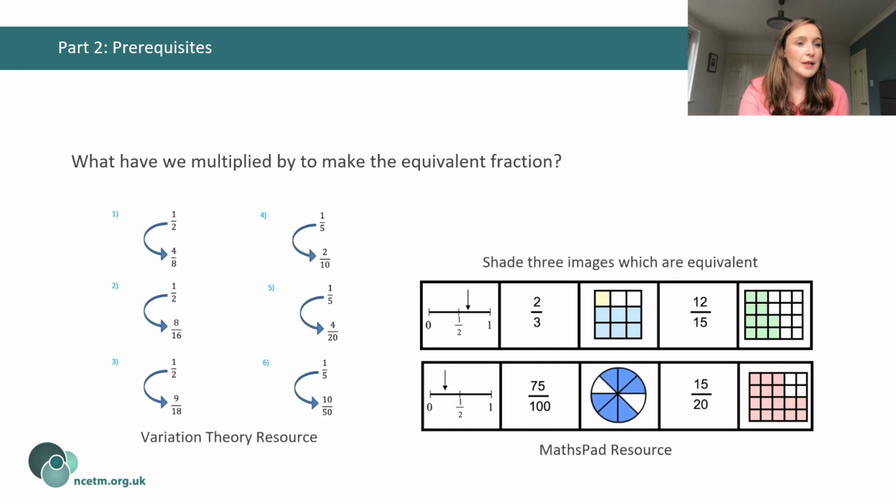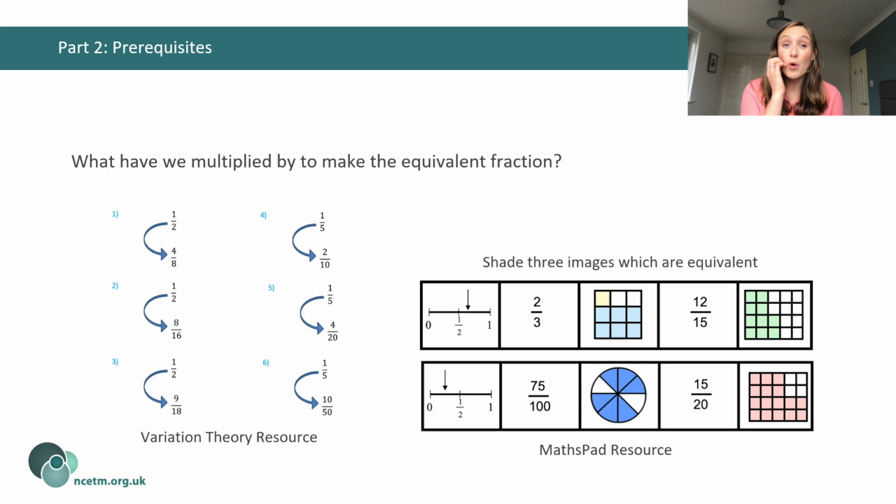So the first one is a variation theory resource. So it's looking at intelligent practice, just finding equivalent fractions. One thing to note is that the title of this task, I would be tempted to change the title. So it says, what if we multiplied by to make the equivalent fraction? I would be tempted to change that to what if we multiply the numerator and the denominator by, because ultimately we're multiplying by 1 in each case to make sure that the fraction is equivalent.